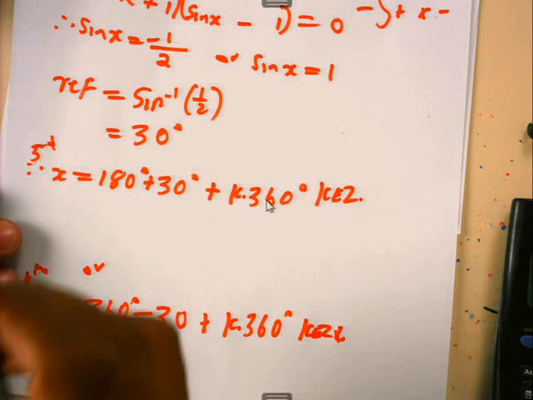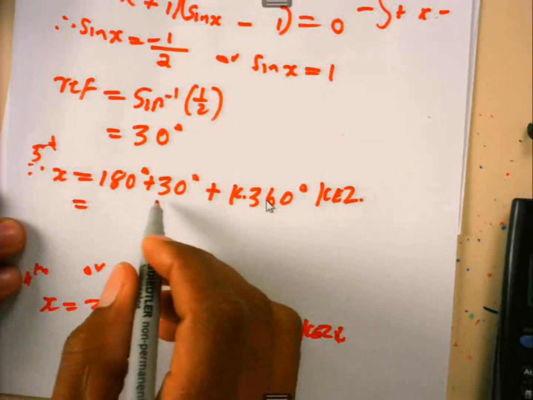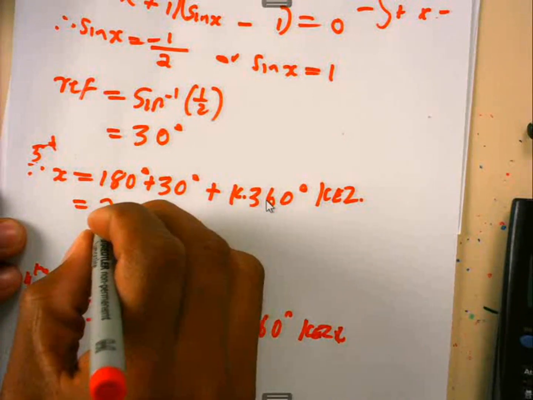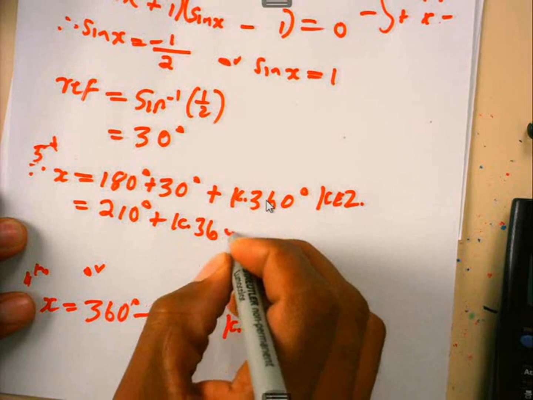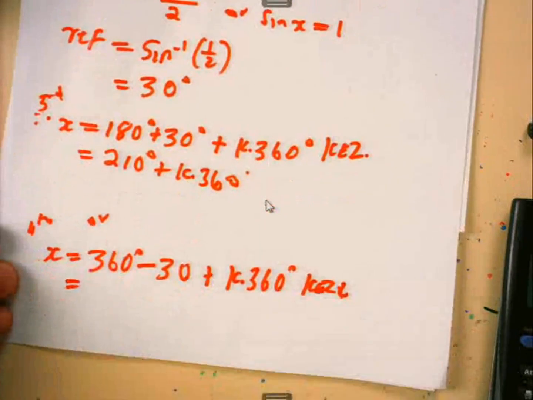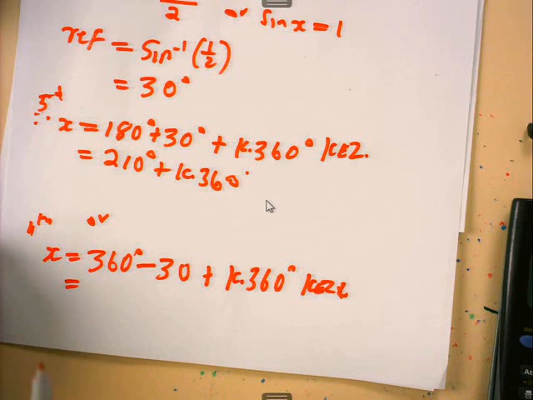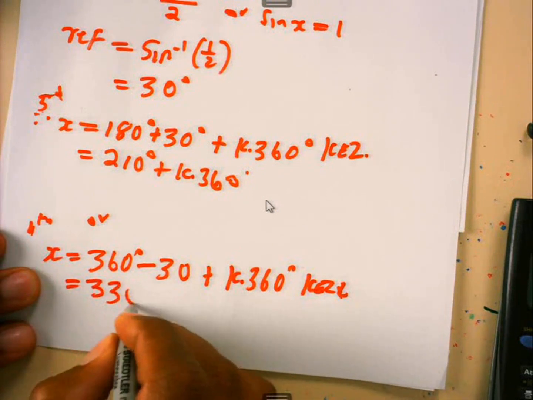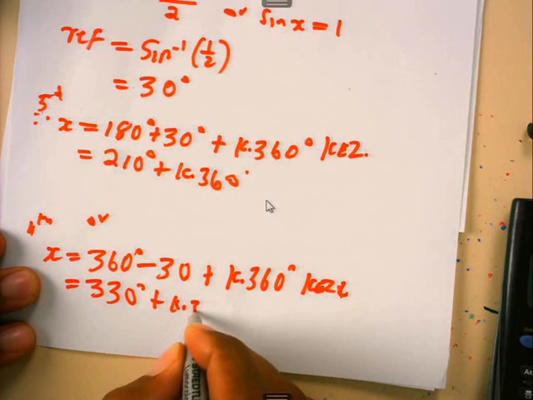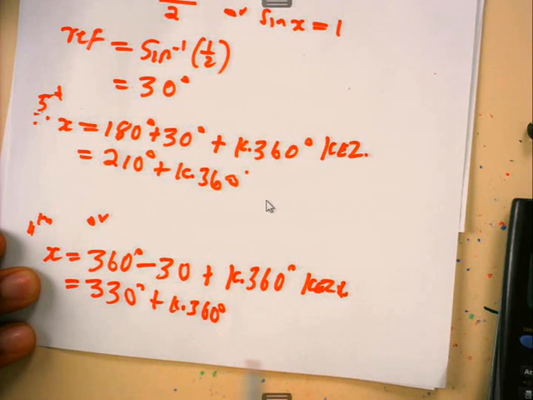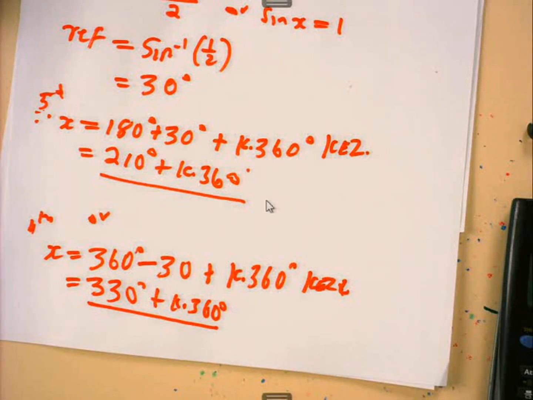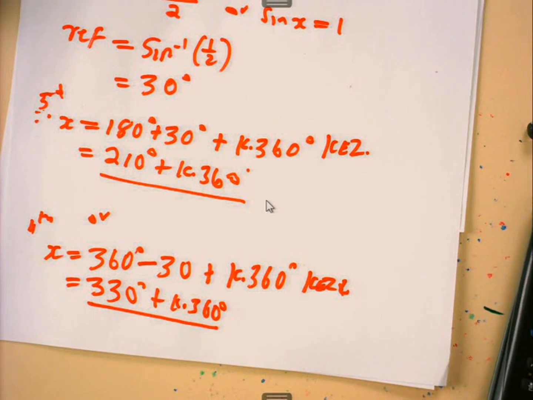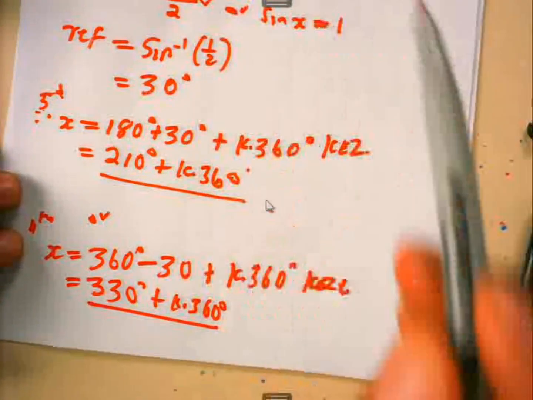Right, now from here you can simplify to say 180 degrees plus 30, that will be 210 degrees plus k times 360 degrees. Good. And also on this side, you do the same: 360 degrees minus 30, that will be 330 degrees plus k times 360 degrees. Good. Now we have two solutions for sine x equal to negative 1 divided by 2.